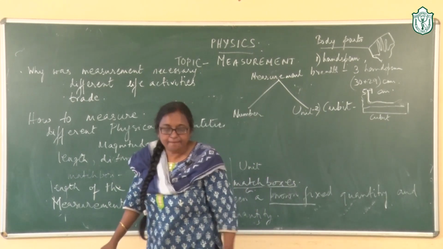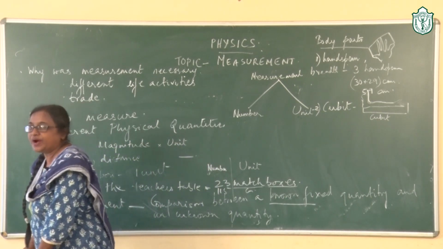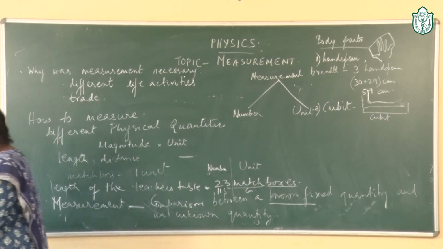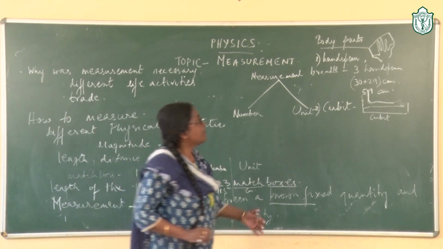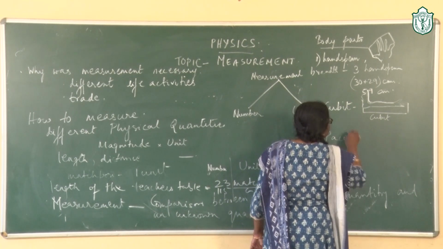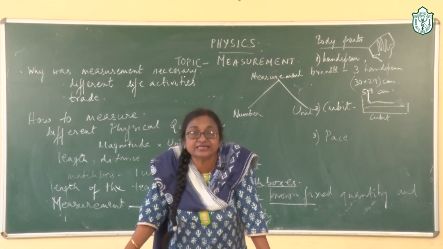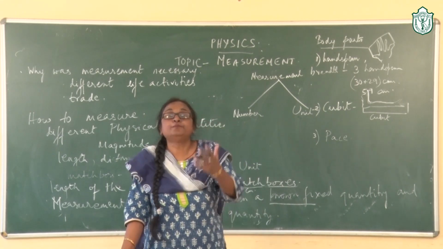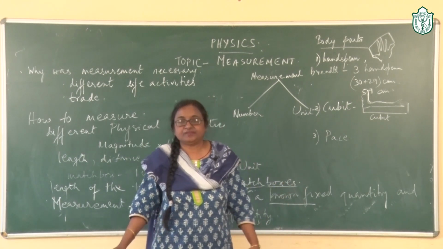Then we have pace, from one toe to the other toe while we are taking small steps forward. This is how distance was measured. Number 3, pace. So people during the earlier times used body parts to measure length.